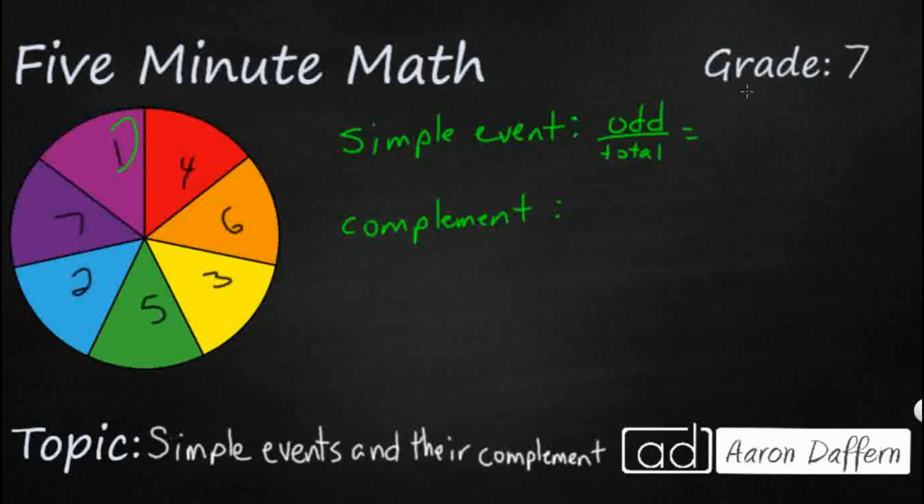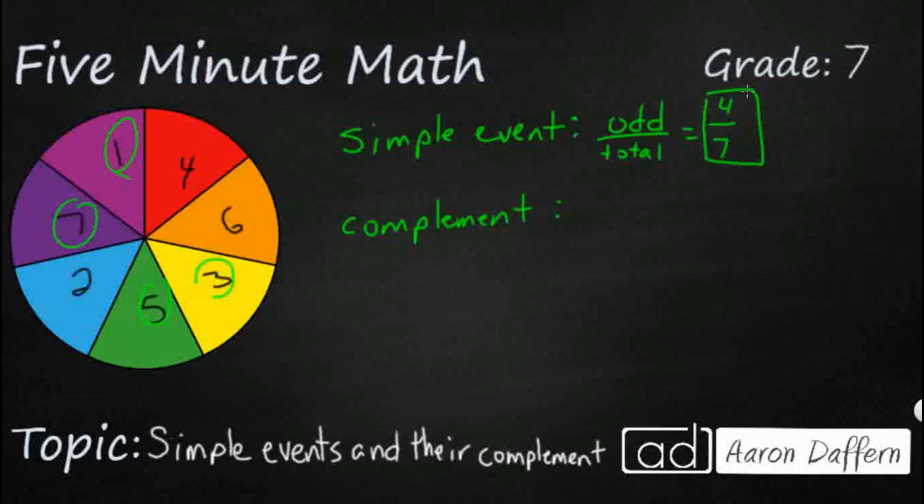So we've got 1, 3, 5, and 7. So we've got 4 odds, right? And there are a total of 7 numbers. So our probability of spinning an odd is going to be 4/7.